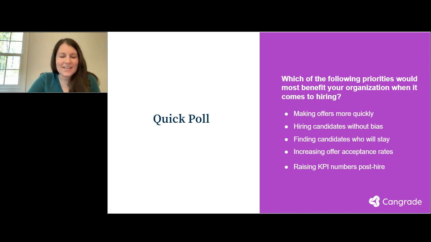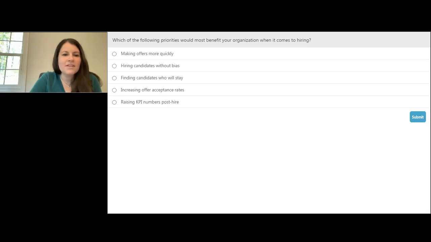Before I get into these topics, I want to start us off with a quick poll. So moving on to our poll, which of the following priorities would most benefit your organization when it comes to hiring? Is it making offers more quickly, hiring candidates without bias, finding candidates who will stay, increasing offer acceptance rates, or raising KPI numbers post-hire? Now, I know that a lot of these are probably top priorities, but for the purpose of this poll, I encourage you to select one. So think about the one thing that really keeps your organization up at night when it comes to hiring. I'll give a few moments for people to answer here.